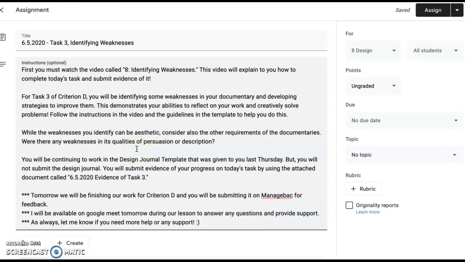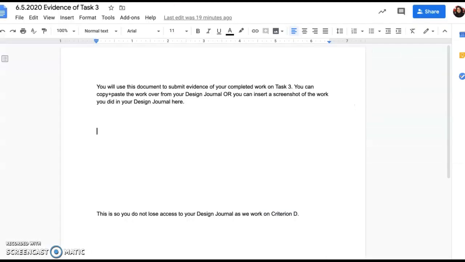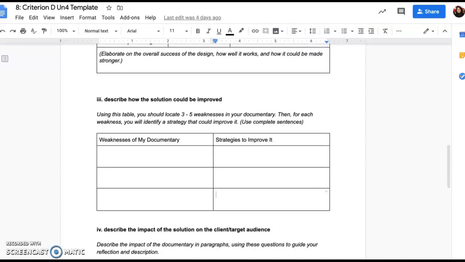So tomorrow we're going to be finishing all of our work for Criterion D, and you'll be submitting it on ManageBac. I'm going to be available on Google Meet tomorrow, which is Thursday, during our lesson to give you support if you need it, or to answer any questions you have about Criterion D. Please email me if you need more support or help, but this task is a relatively quick one to complete, and pretty simple. It's an easy one to complete.